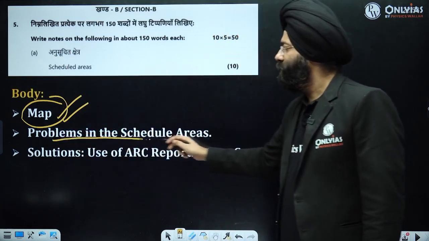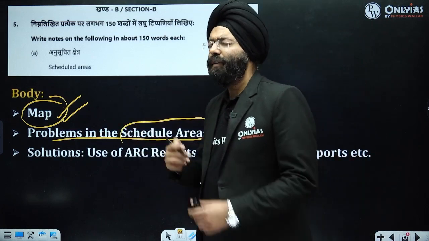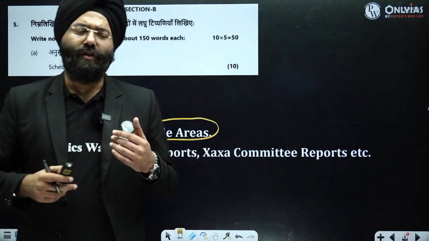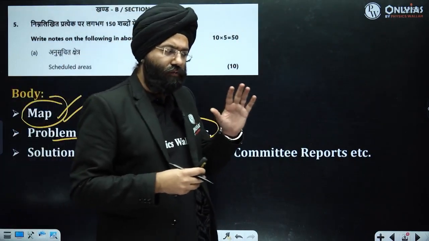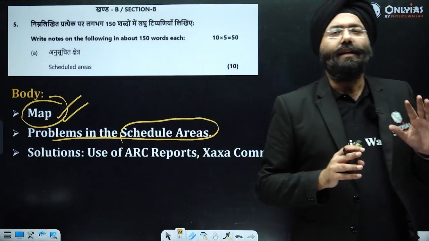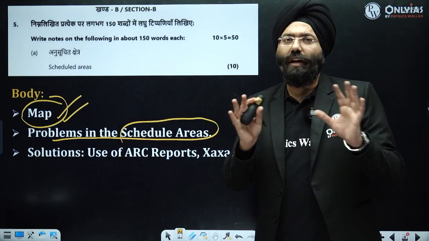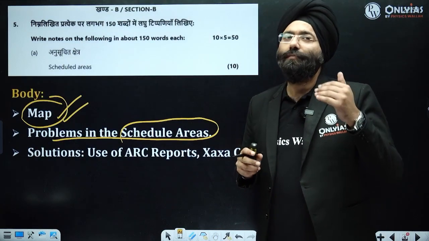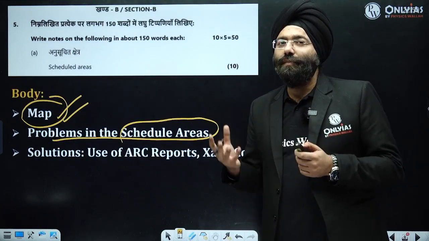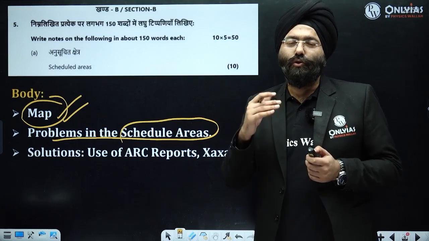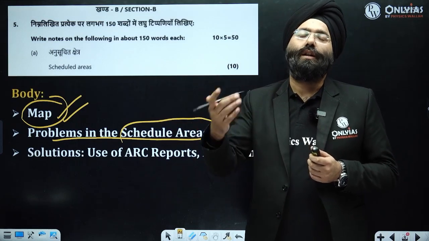Then problems of the schedule areas. Many problems have been enumerated in general studies in polity also. You have to mention a few points, which are also mentioned in, let us say, the Kaka committee. You can use that report also. And the next tip would be to use the ARC reports and the Kaka committee recommendation to show what is the solution or a way ahead for that.